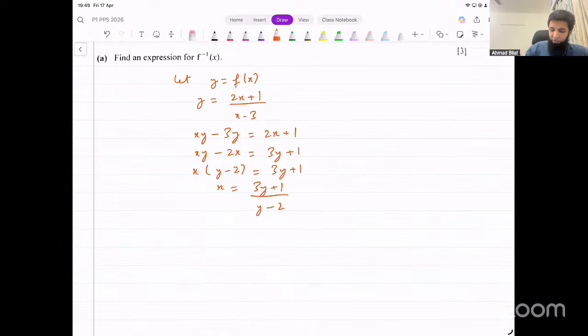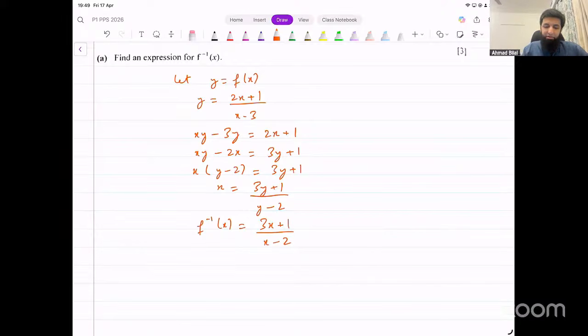Write it in the inverse form now. Replace x with f inverse of x on the left side. Make sure that you change the variable to x: (3x plus 1) divided by (x minus 2). That's the expression that we wanted to find, f inverse of x.